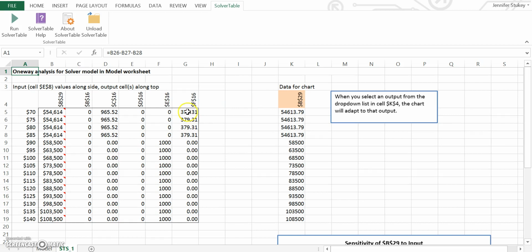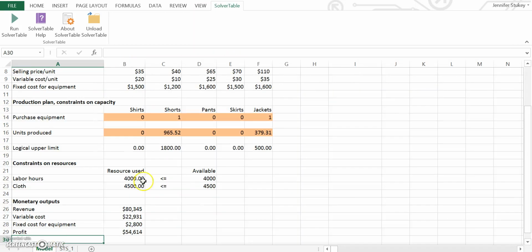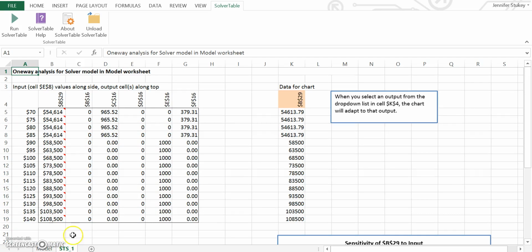All right, so let's look at what we have here. Our sensitivity analysis indicates that if a skirt sells for $85 or less, we are only going to purchase jackets and, let's see, what was C16? Jackets and shorts. At the point that a skirt sells for $90, we are only going to produce skirts, and we are going to produce 1,000 skirts, and we are not going to buy the equipment for shorts or for jackets anymore, and we are just going to buy the equipment for the skirts and produce the skirts.